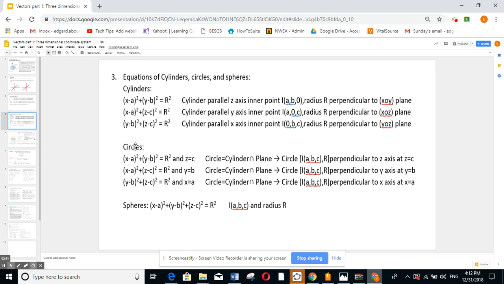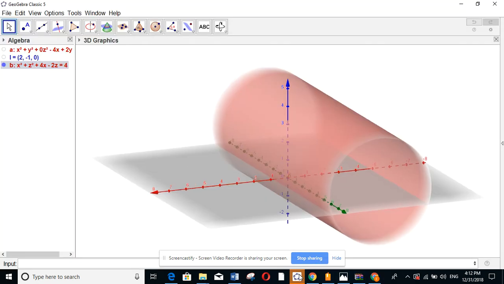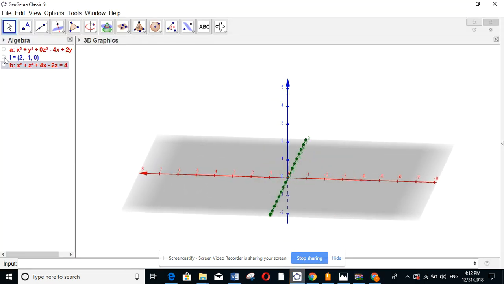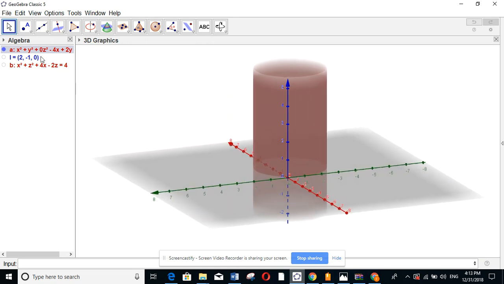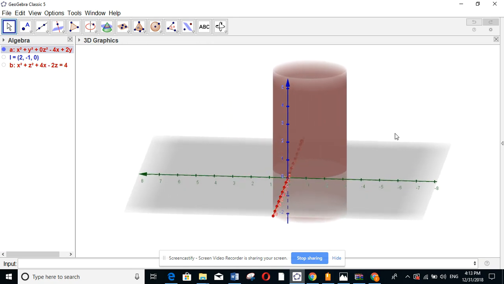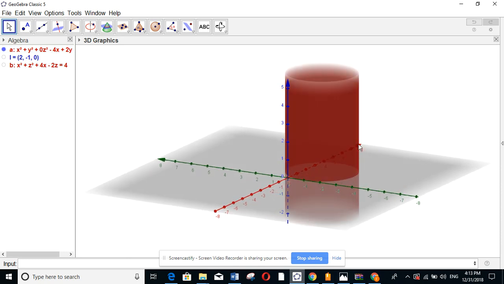How to find the equation of a circle? To find an equation of a circle, we need to find the intersection of a cylinder with a plane. And let us go back to GeoGebra. Suppose I want to take the first one. What's missing in the first one, as you can see, is the z. Suppose I pick any elevation of z. I want the plane z equal to 3.